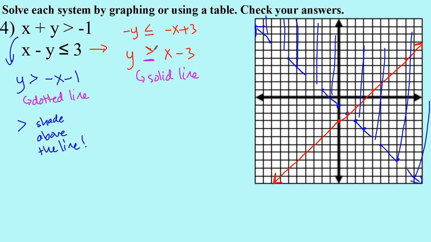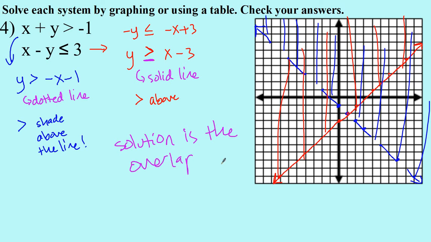All right, then we shade the red. Okay, so again, this is greater than. Okay, so greater than means we shade above. So everything above the red line. Bam, bam, bam. Okay, so then the solution is the overlap. So the overlap would be this part right here. That's where all the red and blue lines overlapped.